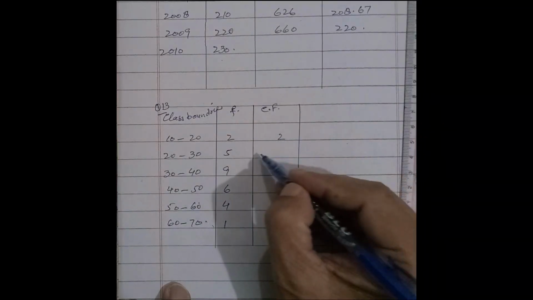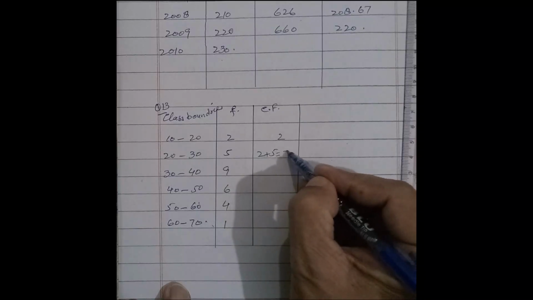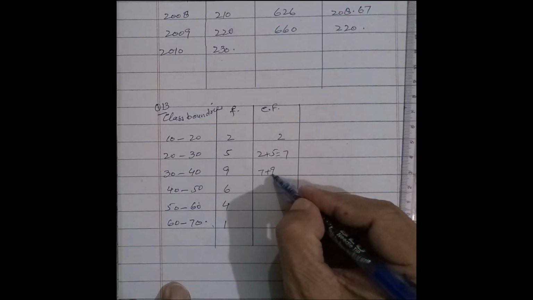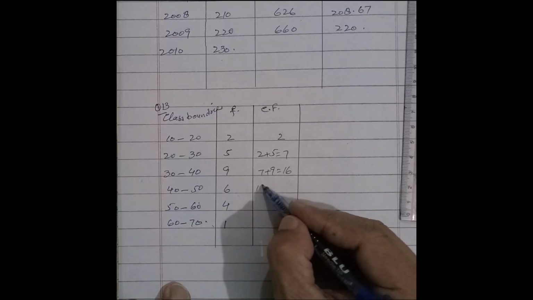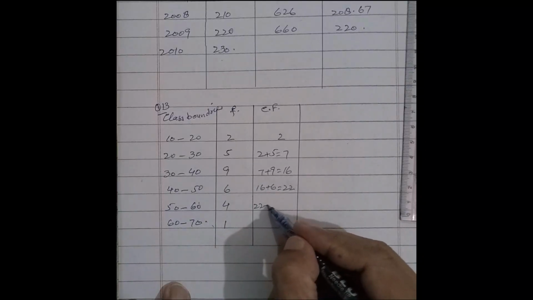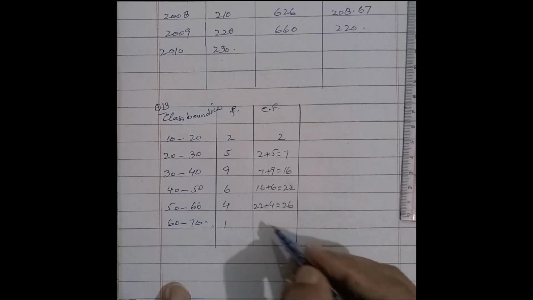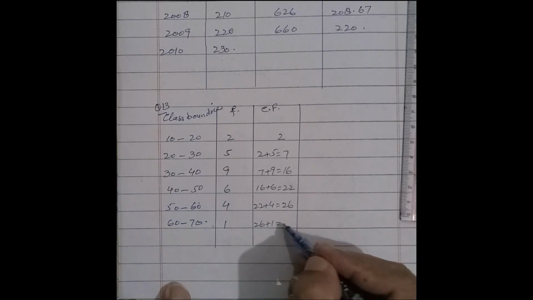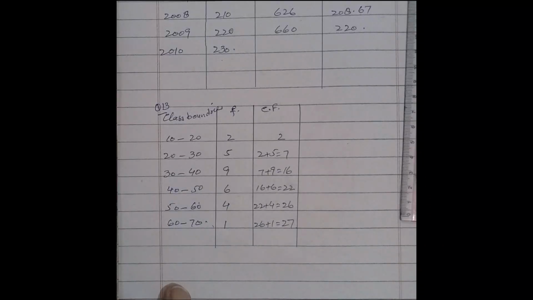It is 2. 2 plus 5 is equal to 7. 7 plus 9 is equal to 16. 16 plus 6 is equal to 22. 22 plus 4 is equal to 26. 26 plus 1 is equal to 27. The total of the frequency is 27.